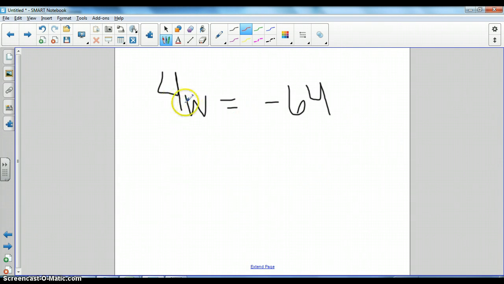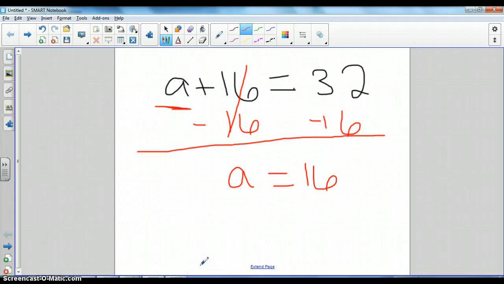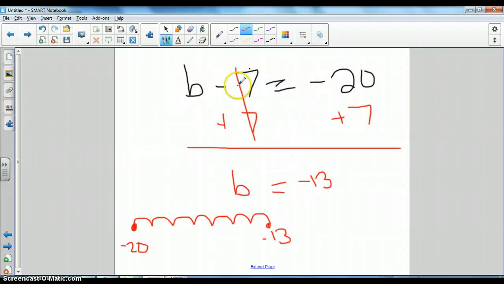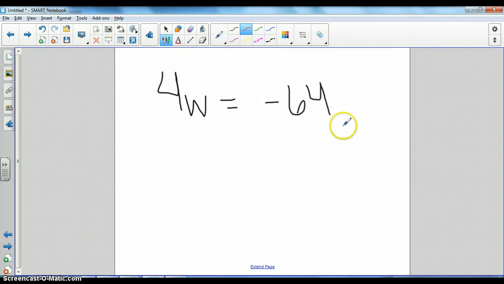Okay, so when things touch, that means multiplication. So this one we had a plus sign, so we had addition, so we subtracted. Here we had a minus sign, so we had subtraction, so then we did addition to undo it. Okay, and here we have multiplication. The opposite of multiplication is division. So on these, I just want you to draw a bar underneath both sides because that means dividing. We're going to divide both sides.